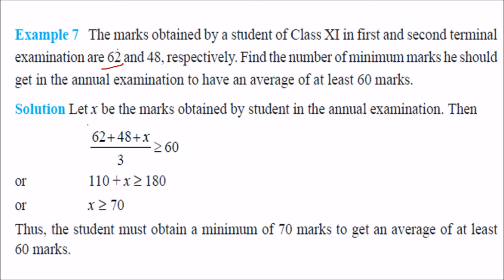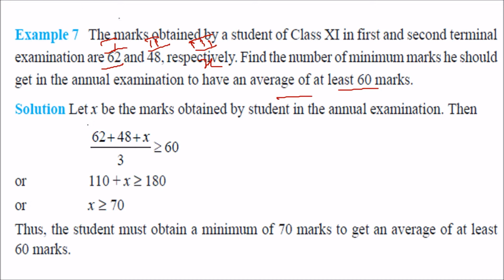Next is the marks obtained by a student of class 11 in the first and second terminal, which are this and this. First terminal this one, second terminal this one, and the question is the minimum number of marks he should get in the annual examination, that is the third one. We take it as x, so that the average is at least 60 marks.